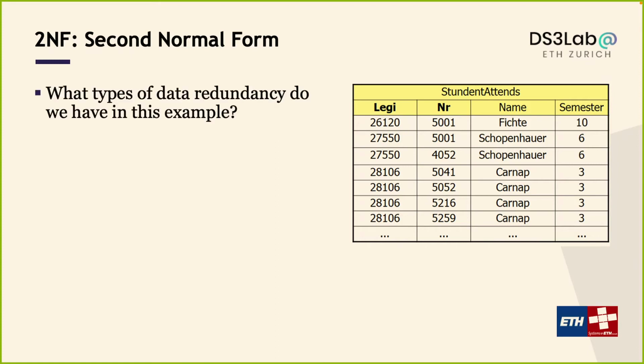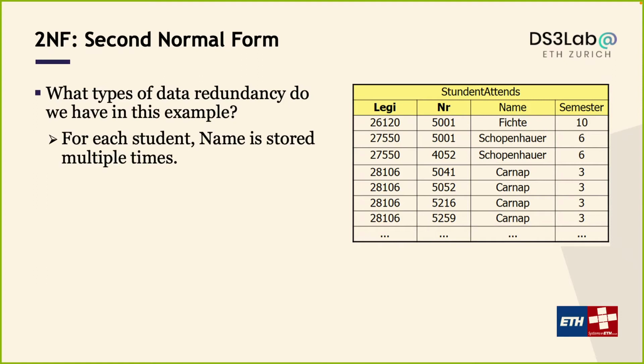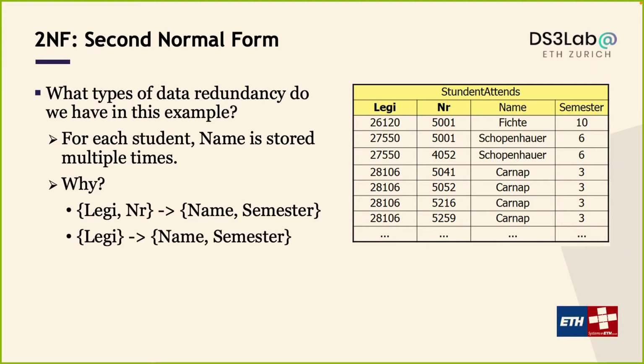So let's just look at different types of data redundancies here, and what problems they are going to cause. For every single student, if the student is taking multiple lectures, you are going to have the name of the student and the semester of the student being stored multiple times. The consequence of that is you have a whole bunch of anomalies. And the fundamental reason why there's a redundancy is you have two functional dependencies in this relation.